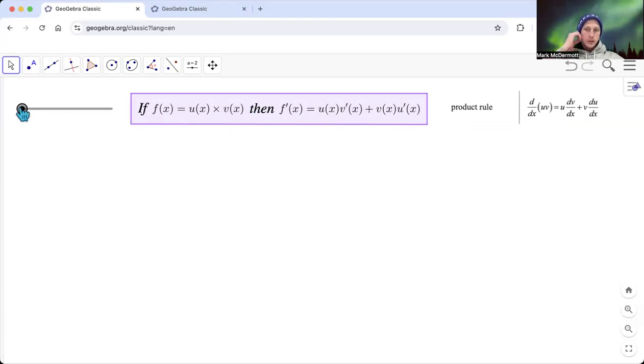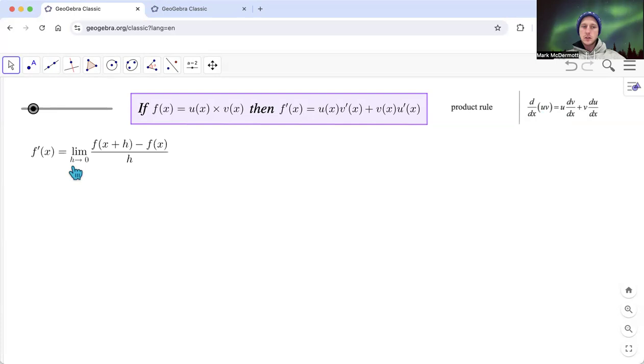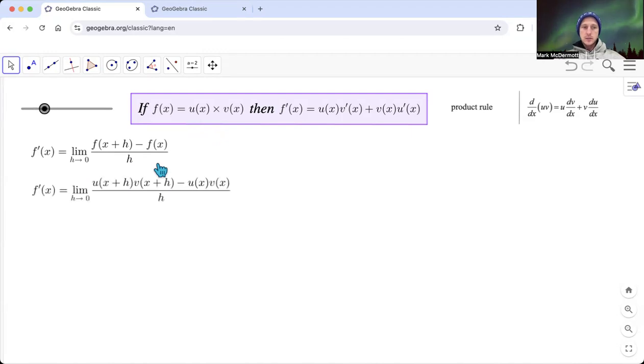Okay, so I'll put some links below in terms of prior knowledge you need for this, but I suppose the key thing is this. You need to understand that the derivative of a function is given by the limit as h approaches 0 of f of x plus h minus f of x, all over h. And then what we want to do is apply these first principles to f of x equals u of x times v of x. So essentially, that is our function f of x. So we're going to sub that in.